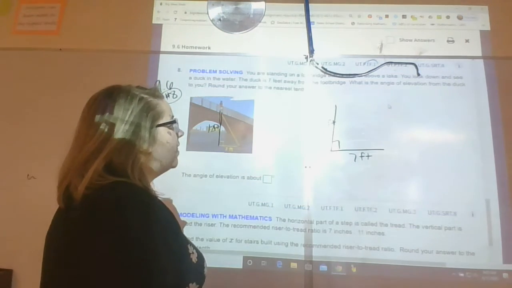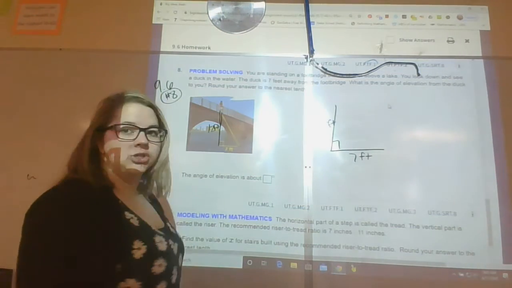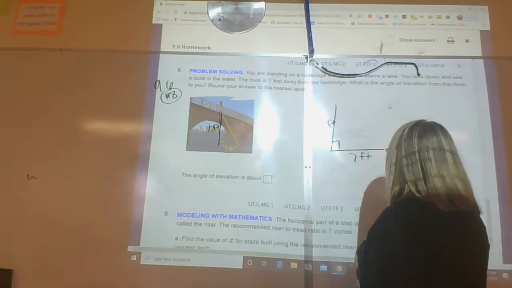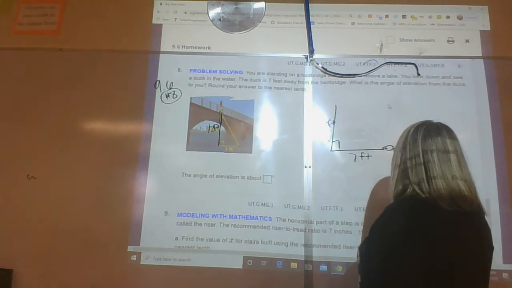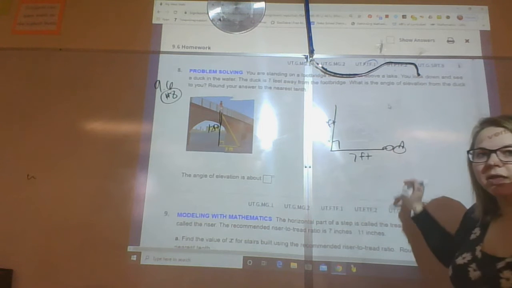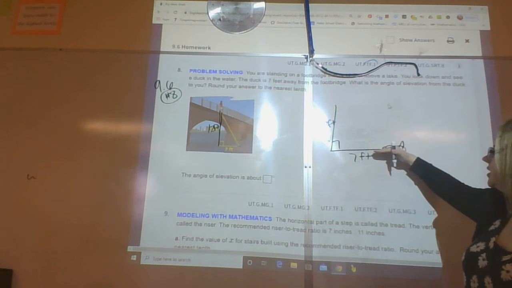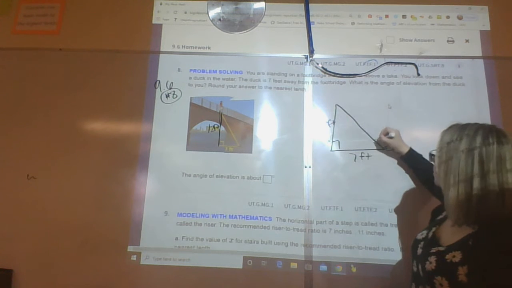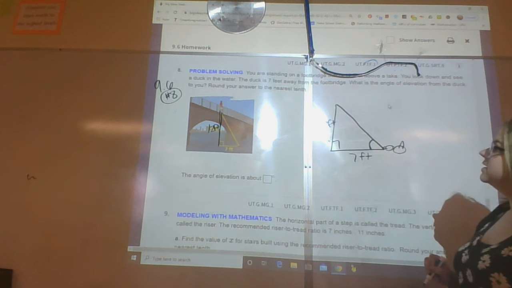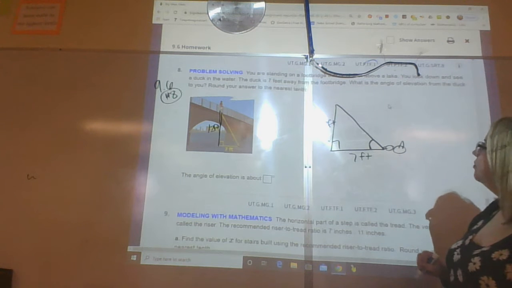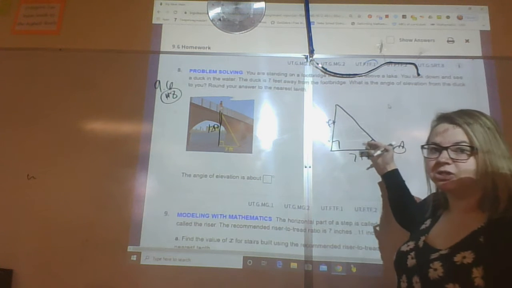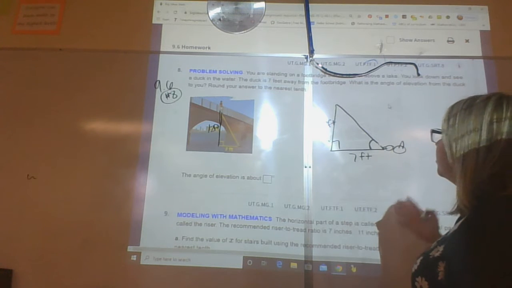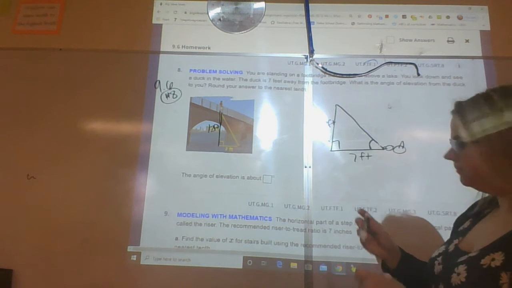What is the angle of elevation from the duck to you? So angle of elevation means the duck right here. I'll draw a little duck. Here's my duck. So my duck here, while it's looking up, that's my angle of elevation. So this angle right here is, we don't know. We want to find the angle of elevation, so how much the duck is looking up. So, well, let's label all their sides first.